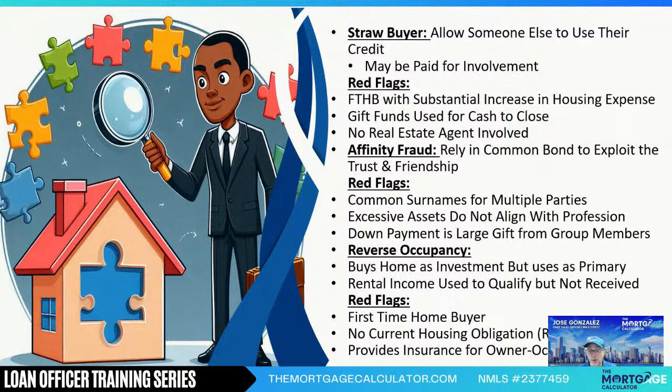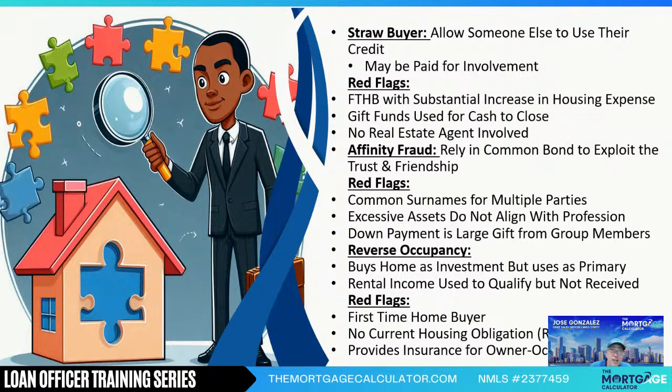Who's that donor? Is that donor really a relative? Is it really a parent? Is it really a close personal friend? Or is it the person they are in collusion with to commit the fraud? And another red flag for a straw buyer transaction is that no real estate agent is involved.